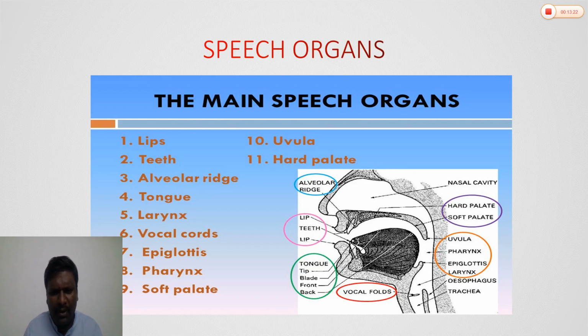Lips, we could see upper lip, lower lip, teeth, upper teeth, lower teeth, alveolar ridge, it is just above the upper teeth. Tongue, we divide the tongue into three: tip of the tongue, middle of the tongue, back of the tongue. Larynx, vocal cords, it's like a rubber band. We make vibration here. The epiglottis, pharynx, soft palate and hard palate, uvula. These are all the speech organs we all have to know. Each and every speech organ plays a vital role when we speak.